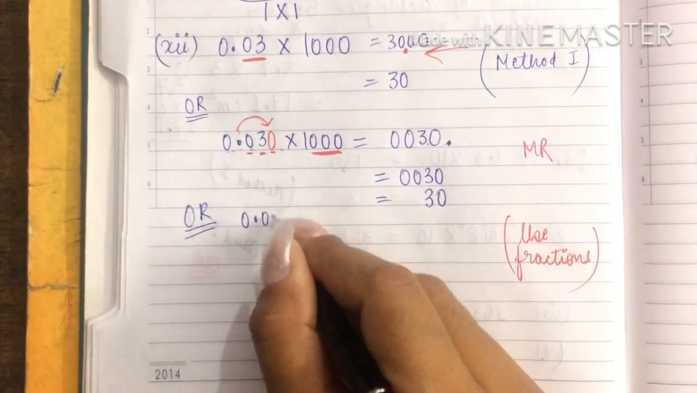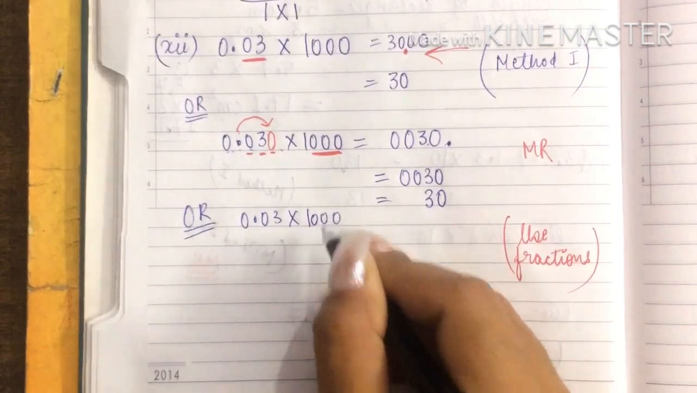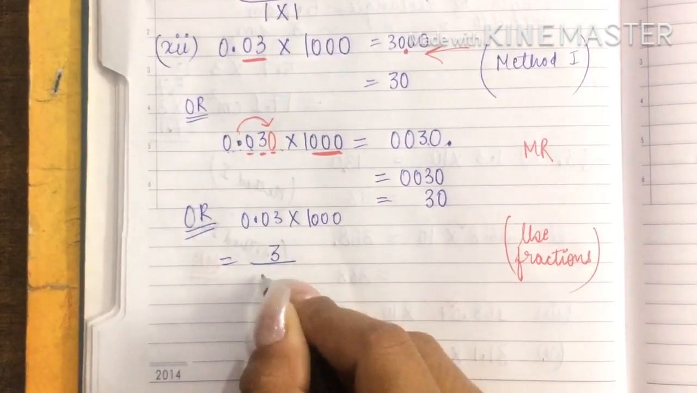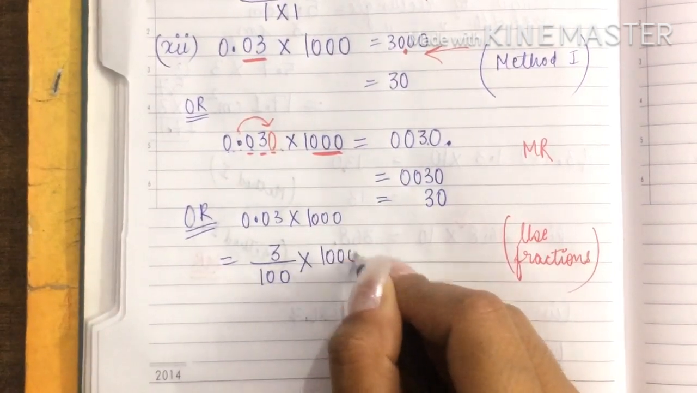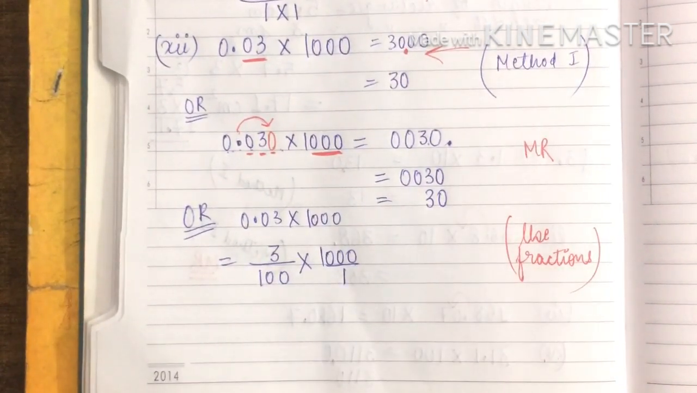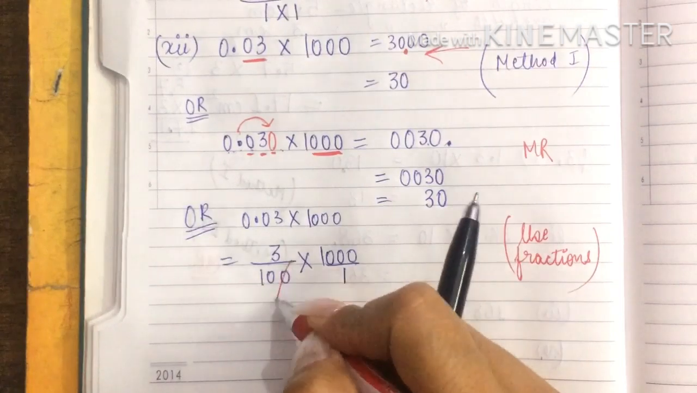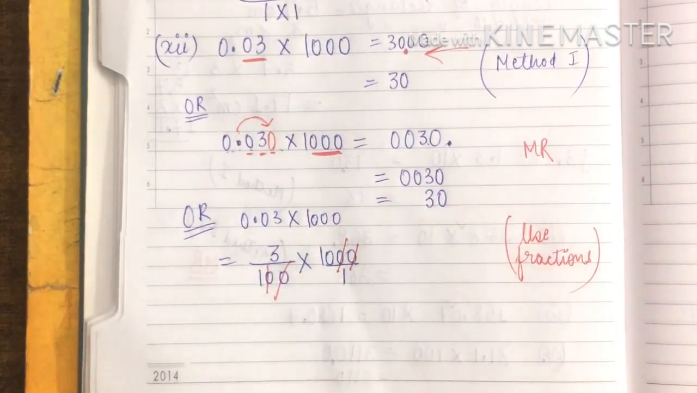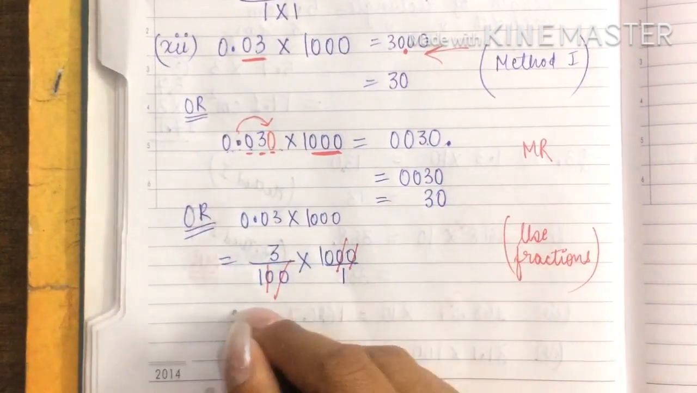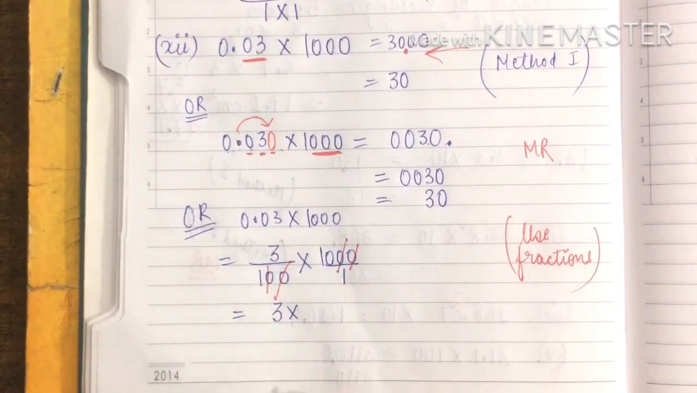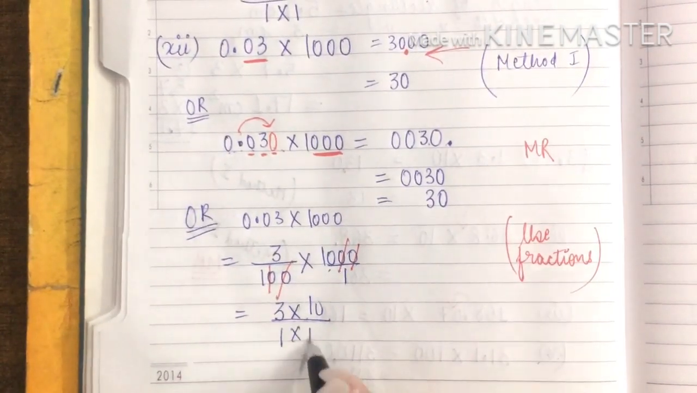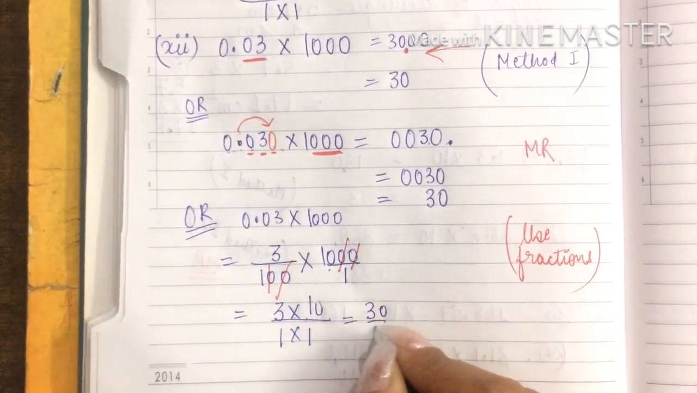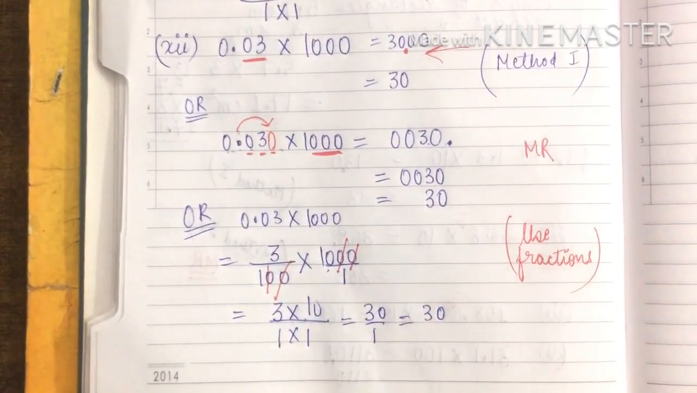So 0.03 multiplied with 1000. Write this as a fraction, 3 over 100 into 1000 over 1. Cutting the zeros, 2 zeros get cancelled. So in the numerator I get 3 into 10, in the denominator it is 1 into 1. So this will be 30 over 1.